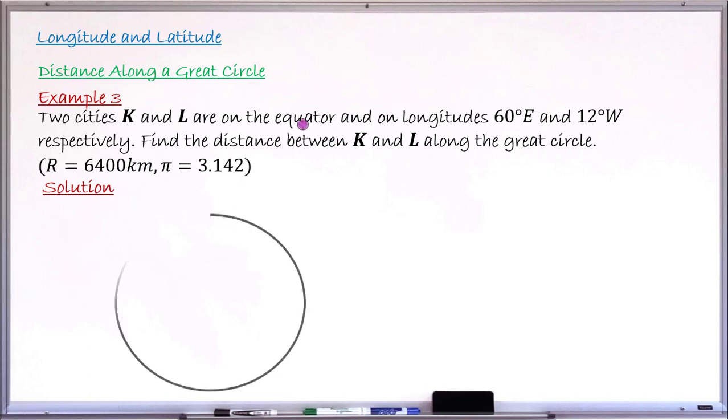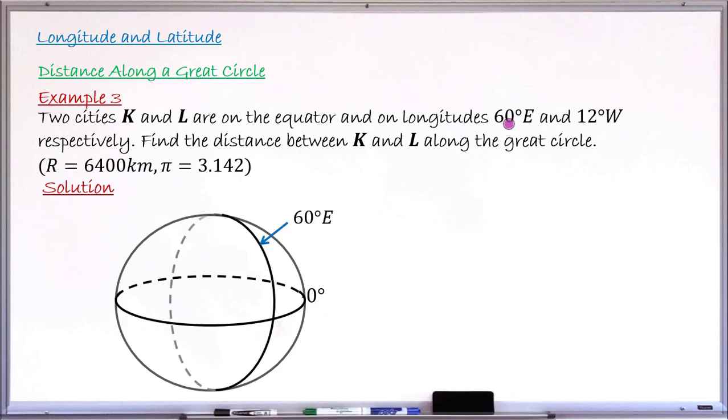Solution to this, so what we do, we sketch our Earth and we sketch that very equator that the 2 points K and L happen to be on. Remember, equator is 0 degrees latitude. But the longitude of K is 60 east. So let me start with that longitude 60 east. This is longitude 60 east. So where the two cross will now be the position of K.